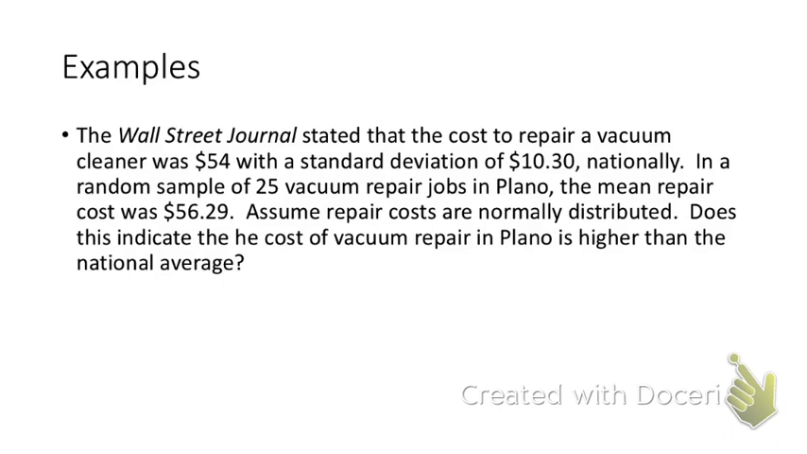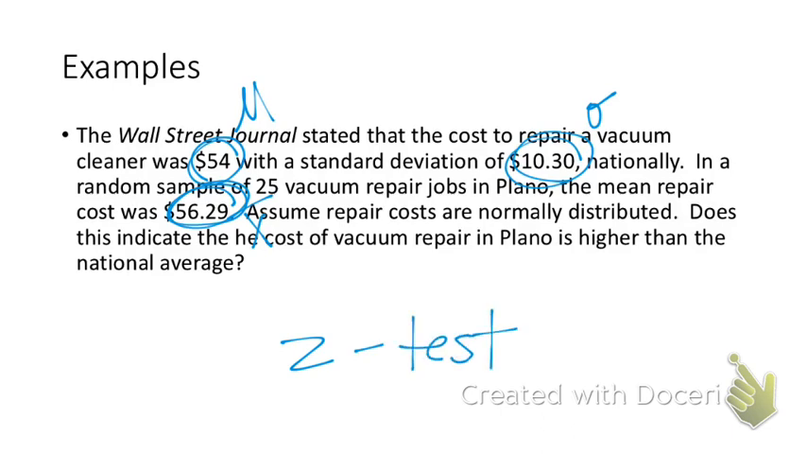Okay, last one. What's the 54? Mu. What's the 1030? Sigma. And the 5629? X bar. So population mean, population standard deviation. Z-test. So that would be a z-test. Good. These are easy.